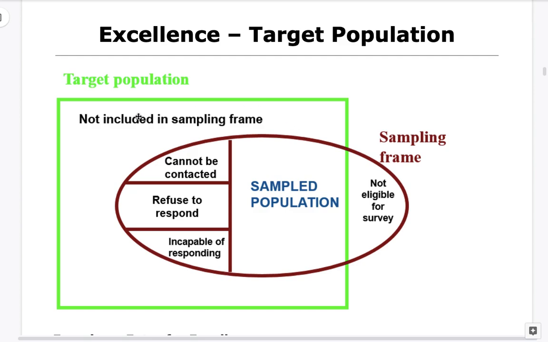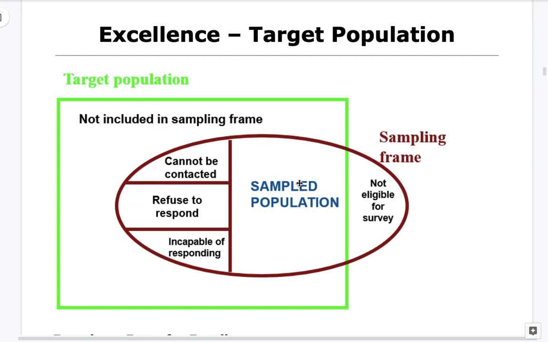Now you'll notice that there are some people in our target population that we will not be able to get in our sampling frame. For example, those would be people who are on a prepay telephone. We can't get a list of people who have a prepay. We can only get the list of people who are on a plan, and so that would be an example of not included in sampling frame. So then within the sampling frame, we've got people that we actually sample.